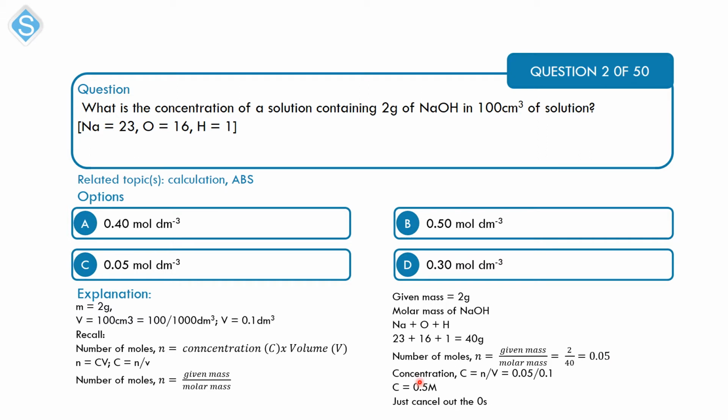Going back, your concentration is equal to N over V, the number of moles divided by the volume, which is 0.05 divided by 0.01. And so you have C equal to 0.5 mole per dm³, and that is option B.